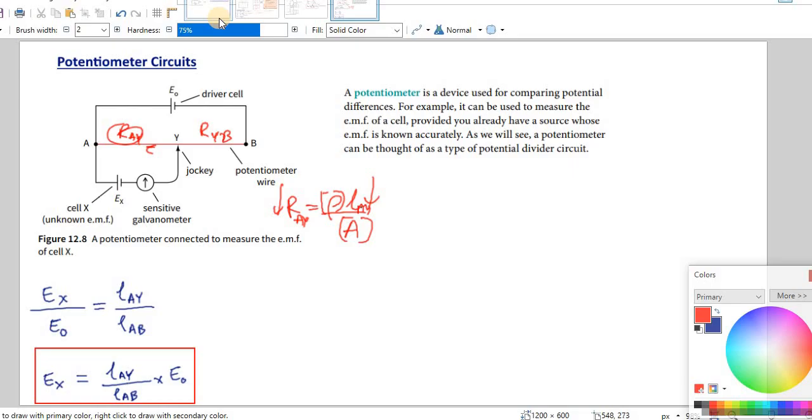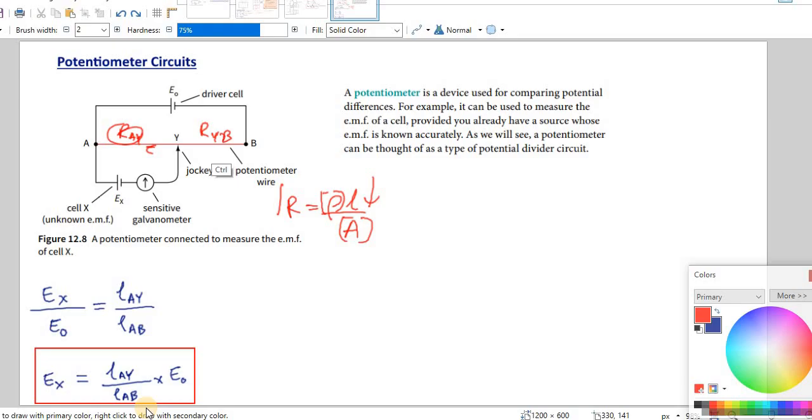Now if we make L_AY, which is what we have here, the subject of the equation, rho and A, they cancel out. So instead of R we can write the length. That's how we got this equation. I can show you the derivation, but basically you can remember the length is proportional to the resistance, so that's how we can use this in this equation.